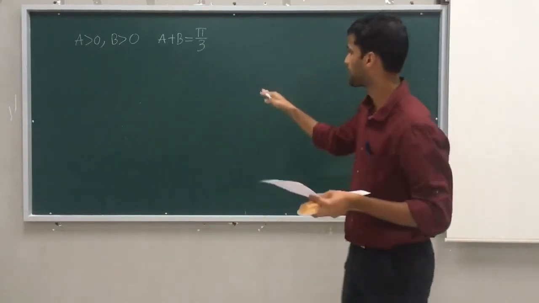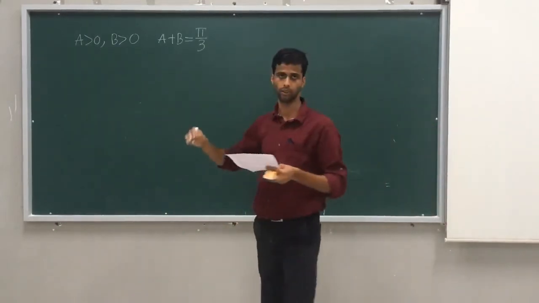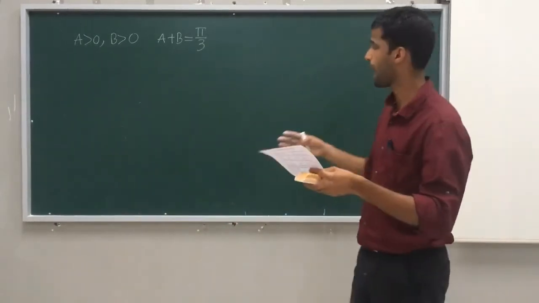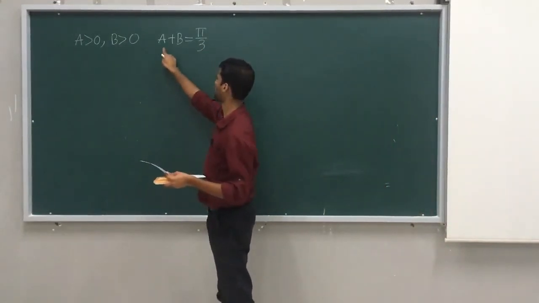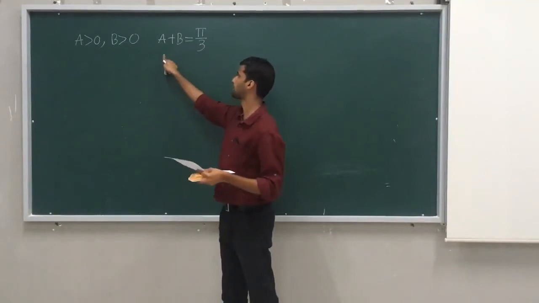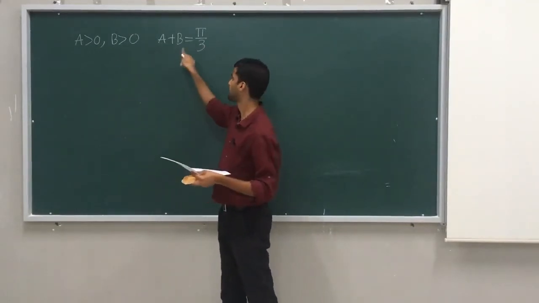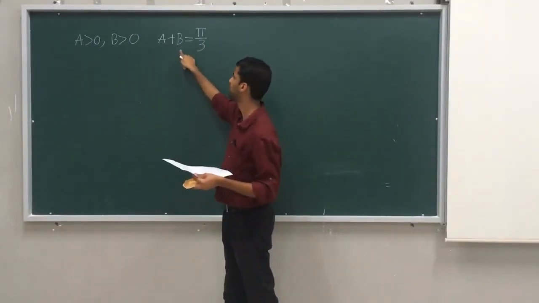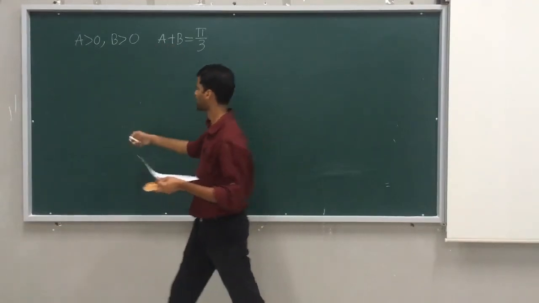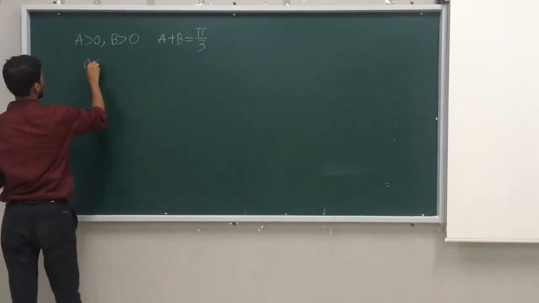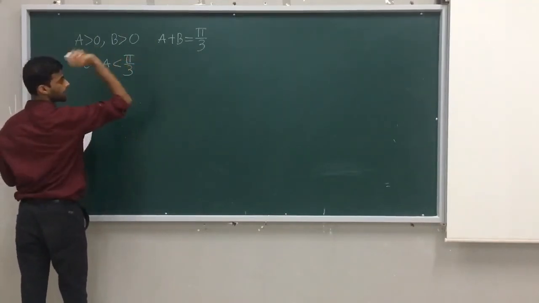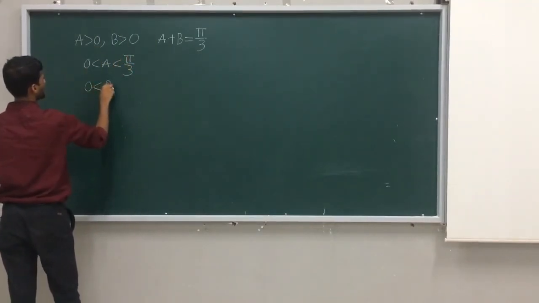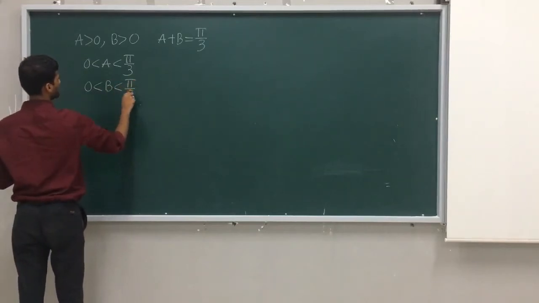See, what is the meaning of this? They told us A is more than 0, B is more than 0. But when you add these two, your answer should be pi by 2. Means if I put A as 0, B is pi by 2, but I can't put A as 0 because A is more than 0. Similarly, I can't put B as 0 because B is more than 0. Therefore, A is more than 0 but less than pi by 2. A's boundary is less than pi by 2. B is more than 0 but less than pi by 2.